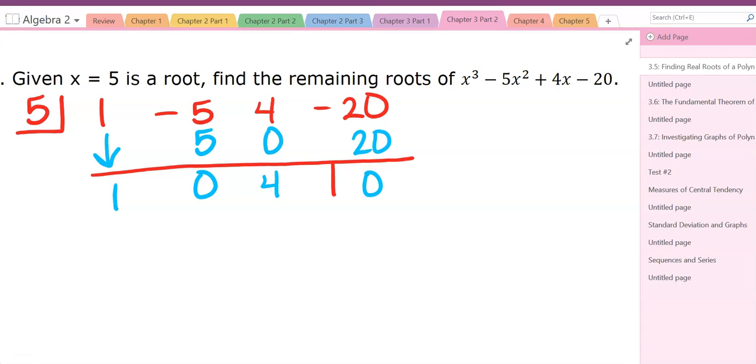So when I write my new polynomial, because my coefficients are 1, 0, 4, I start with x squared, so 1 x squared, or just x squared. Then it would technically be plus 0x. Well, 0x is just 0, so I'm going to almost just think of it as skipping over that term. And I'm going to go to the 4. So it's going to say plus 4 equals 0.